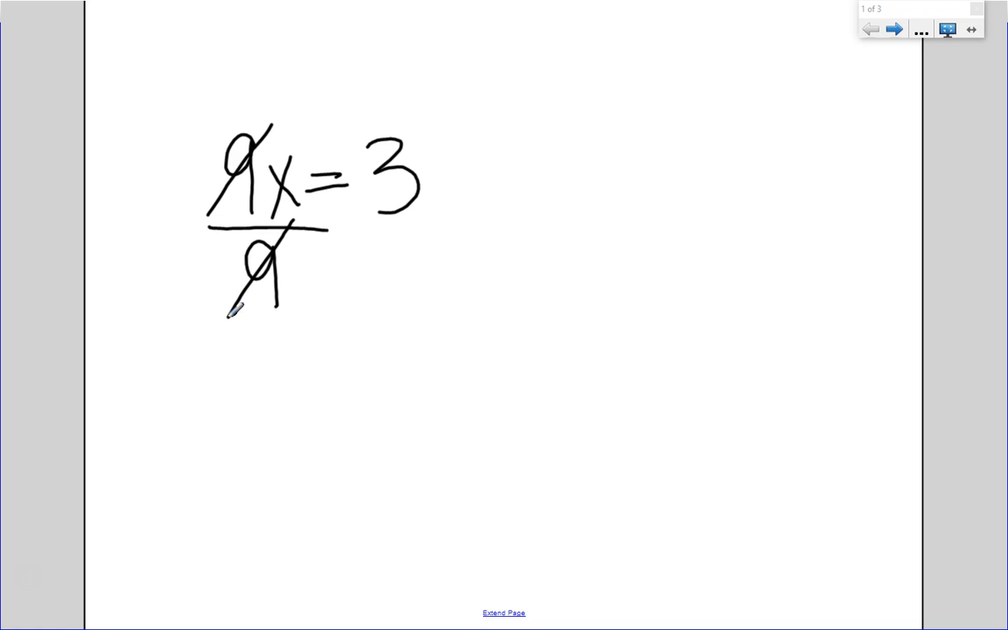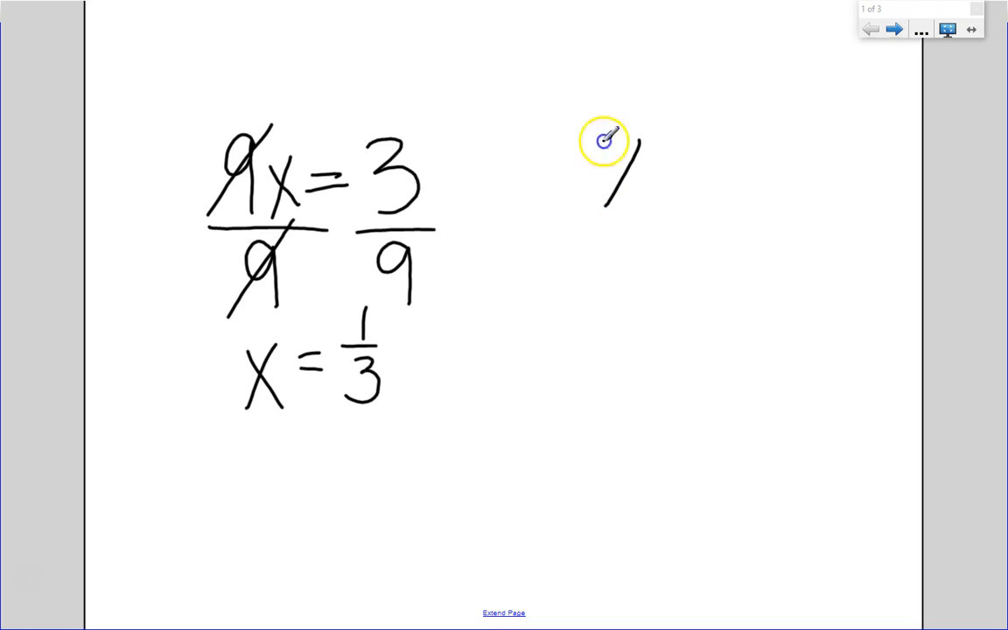So when we do that, 9 divided by 9 leaves me with 1x. But again, what I do to one side, I would also want to do to the other. And so we divide this side by 9. 3 divided by 9 would simplify down into 1/3 as our answer. All right, let's do one more.